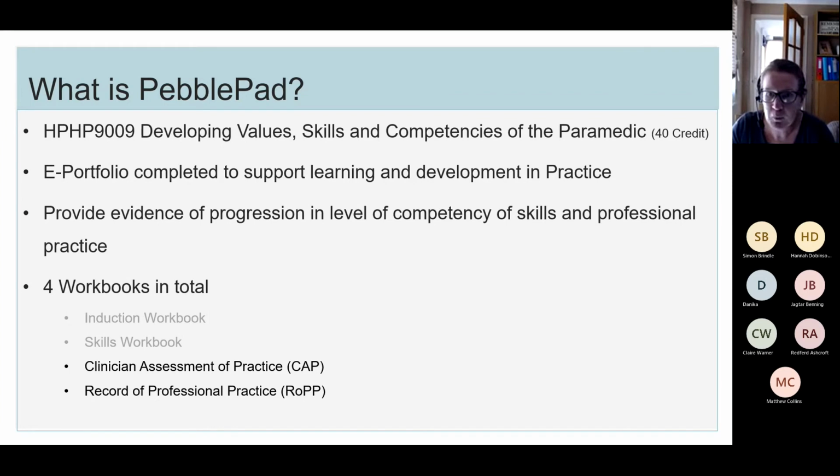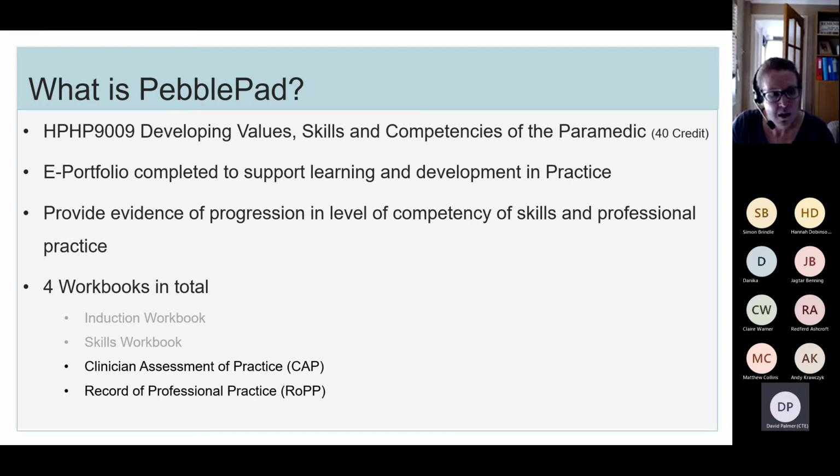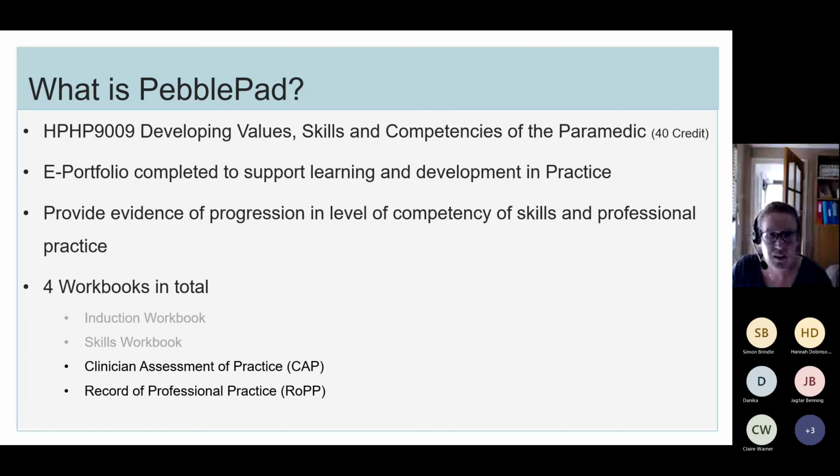In year 2 at the moment, which is what most of you are dealing with with your students, at the end of the programme they'll be expected to have reached level 4 competence in all of the competencies within that CAP workbook. Again, I'll explain what those levels of competence relate to as we go through today's session. Now, the ROP workbook is more to do with their professional practice, their attitudes, and the HCPC standards of practice. That's what it's aligned with.